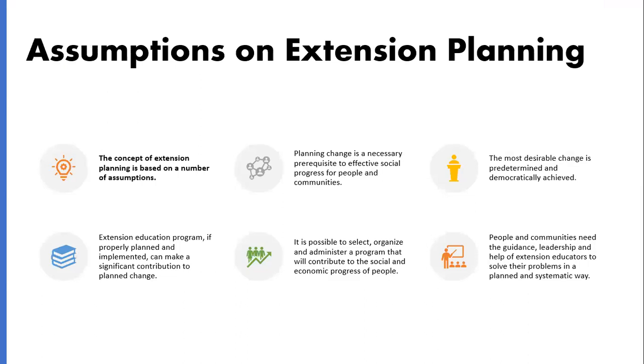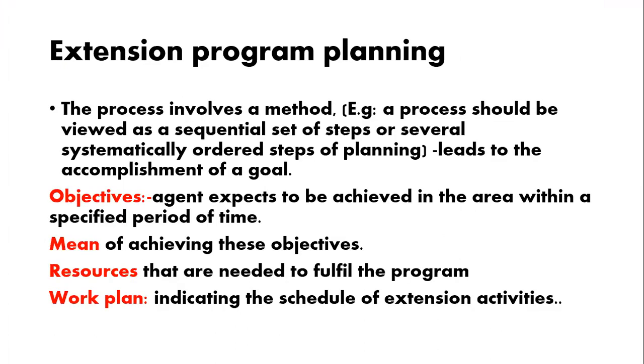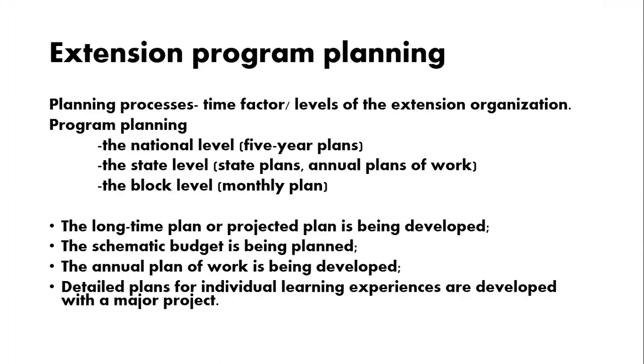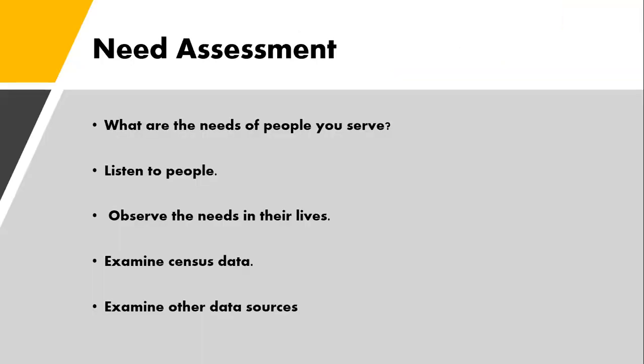When we are planning, we assume these types of assumptions are there, right? It is a process. That process includes segment, objective, means, resource, and work plan, right? It is based on the level and the time factor, maybe national, state, or block level. It can be varied. There are 8 steps in extension program planning: data collection, situation analysis, and identification of the problem. And then we go with work plan, and then implementation, evaluation, and reconfiguration.